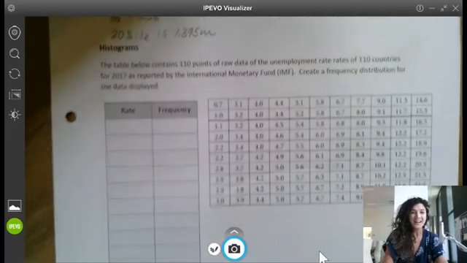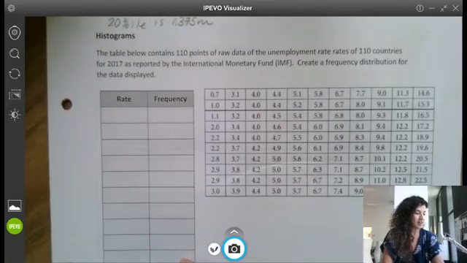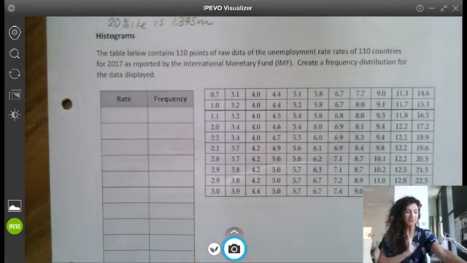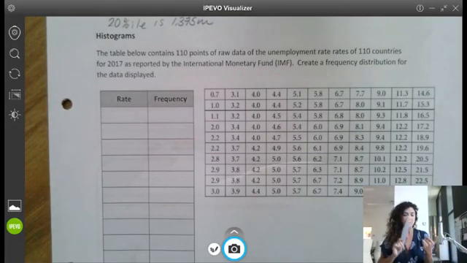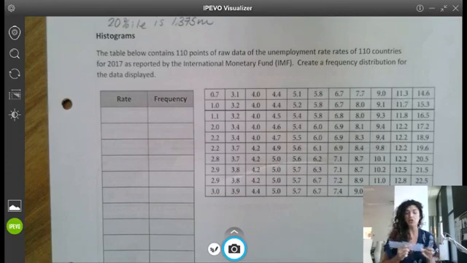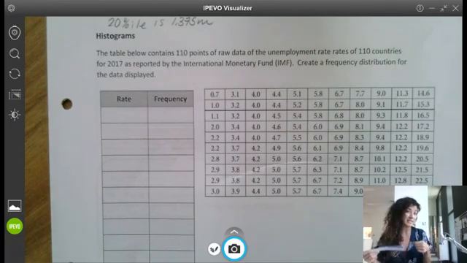Okay, so we are starting now to talk about graphs that we can build from the tables that we put together. So we've gathered data, we're starting to take that raw data and group it together into tables. So we talked about frequency tables, we talked about relative frequency, when you take each frequency and divide it by the total and get a percent.